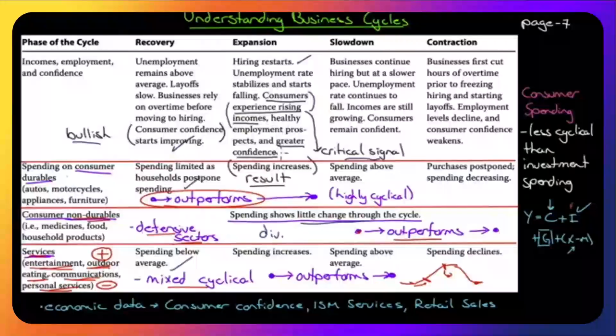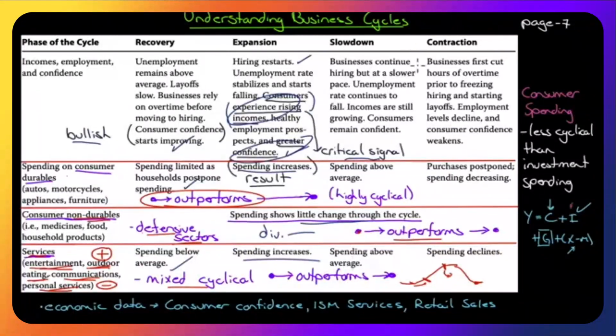Healthy employment prospects and greater confidence. So you take rising incomes and greater confidence. Look what happens here on durables. Spending increases. I'm more willing to buy a car on a 5-year loan if I think that for the next 5 years I'll be able to afford it, right? And again, for non-durables, not much changes there. Spending increases here in the services. So here's where you start to look at restaurants, hotel chains, airlines, movie theaters, things like that.